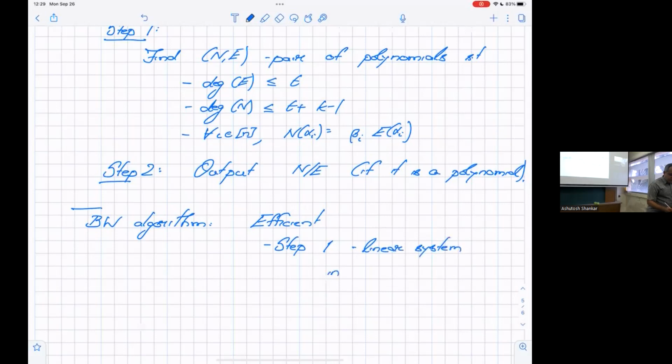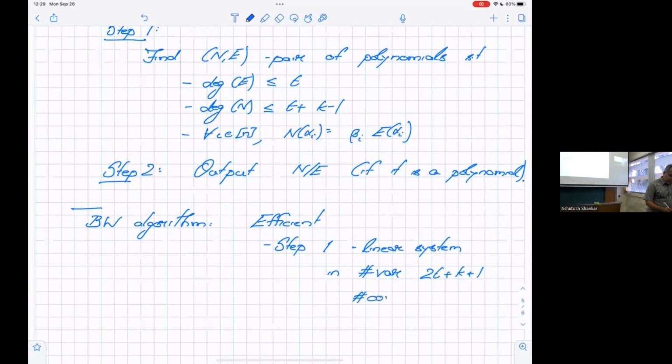In how many variables? What's the number of variables in the 2t plus 3 plus 2t? E has how many variables? t plus 1 variables. And how many variables does N have? t plus k, so exactly 2t plus k plus 1. That's the number of variables you have.